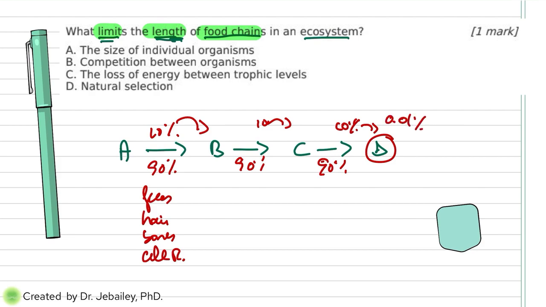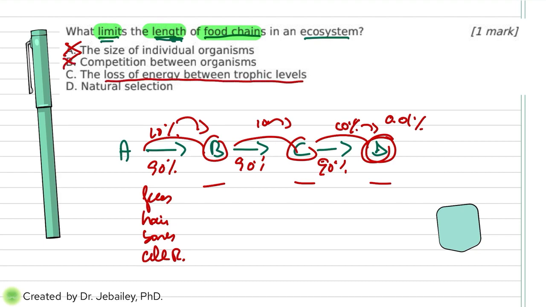So in the question, let's look at the 4 options. First, it says the size of individual organisms. It has nothing to do with the size, because sometimes B, C, and D can all have exactly the same size. It says competition between organisms. There's no competition because only B eats A, only C eats B, and only D eats C in this one food chain. So it cannot be that. Then it says the loss of energy between trophic levels, and that's what it is. That's the right answer. And natural selection has nothing to do with it.